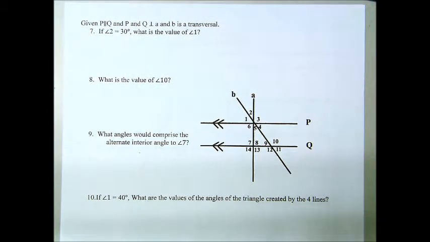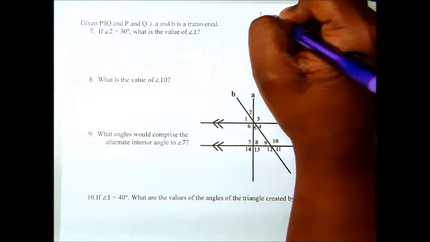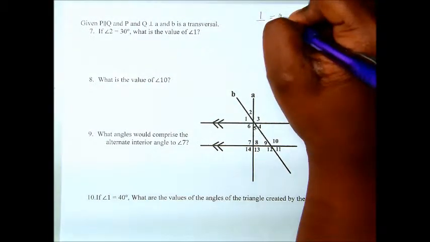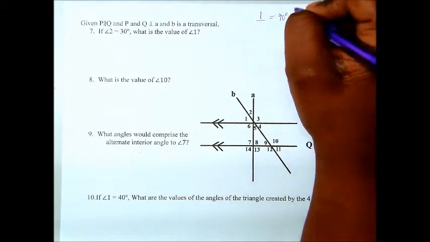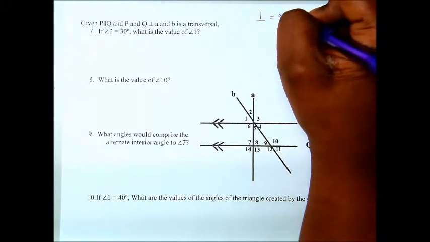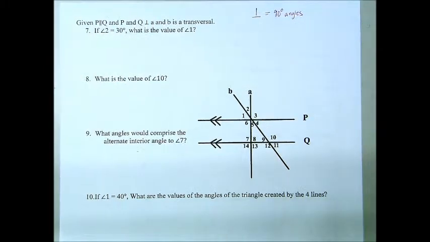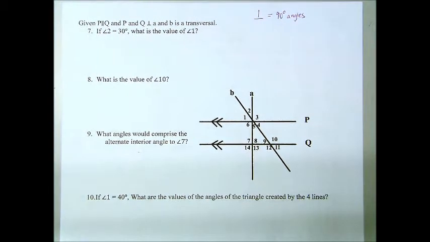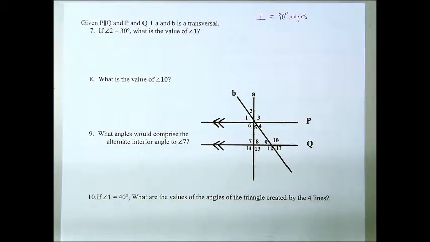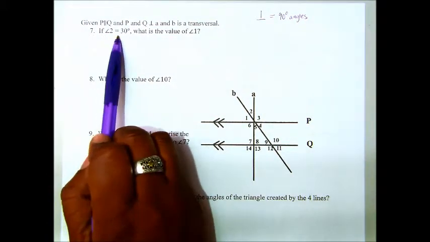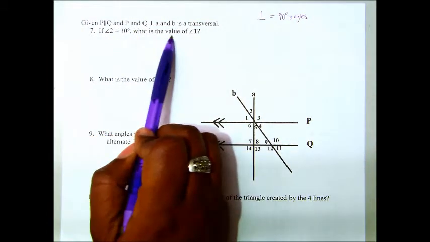And what do we know about perpendicular lines? Perpendicular lines create 90-degree angles. So that's a good thing. All right, so let's use our rules, all right? They told us if angle 2 is equal to 30 degrees, what is the value of angle 1?